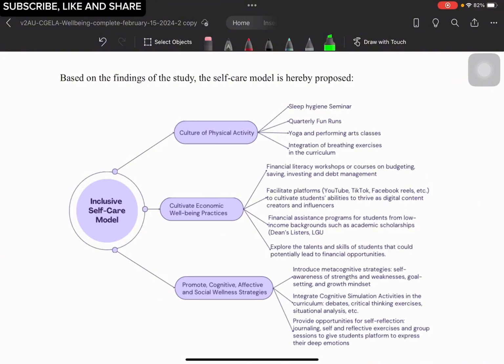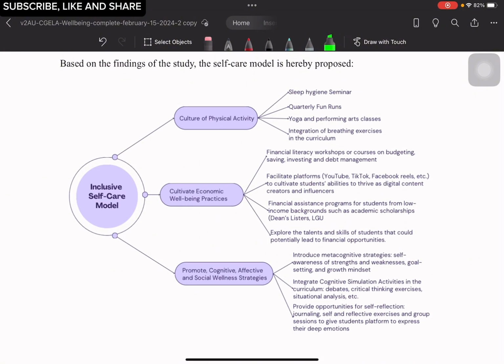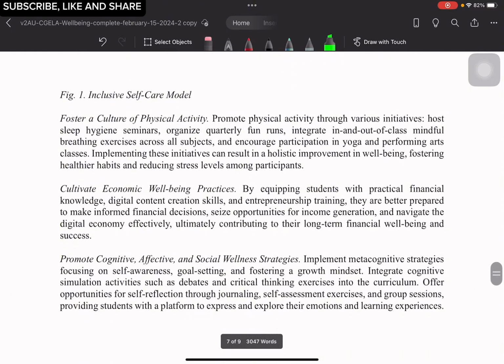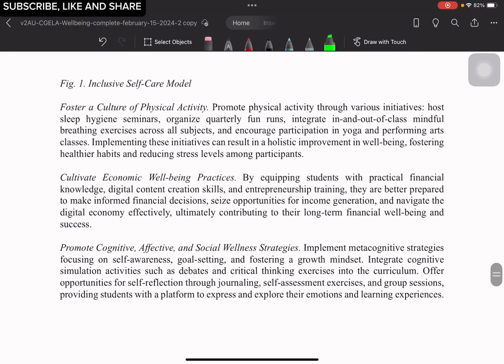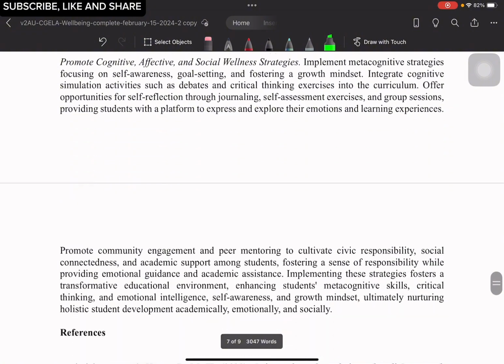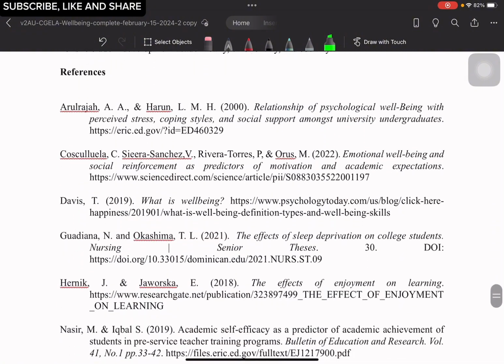So in this case, this particular self-care model is the output of the study. This is based on what was identified in the study that was conducted. And then the last part of the study is the discussion of the self-care model. And then the last part are the references that were used in your study.